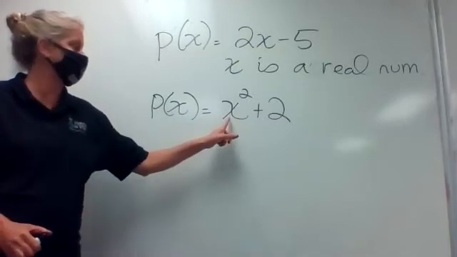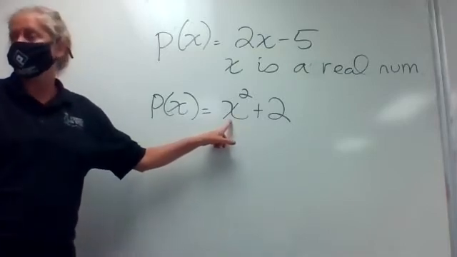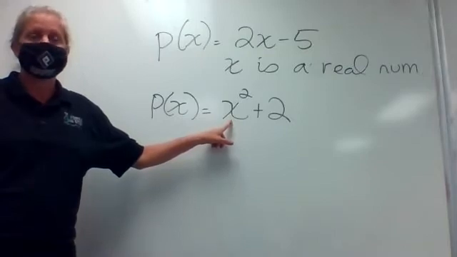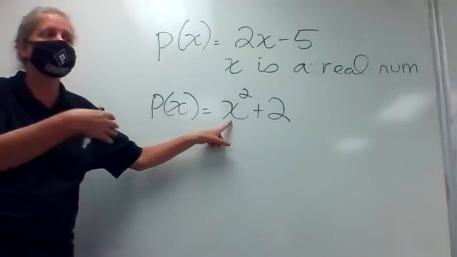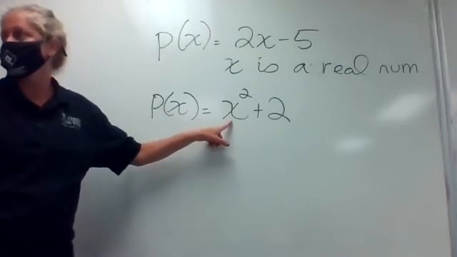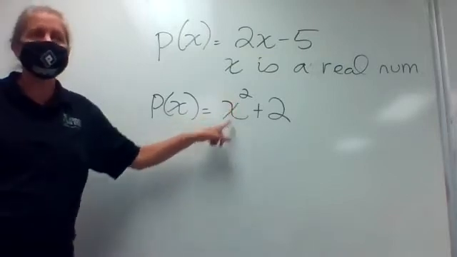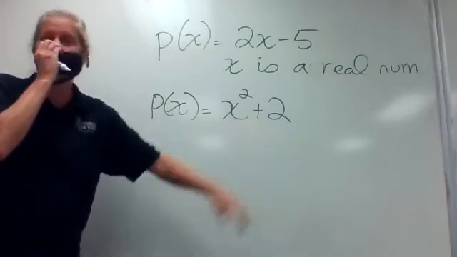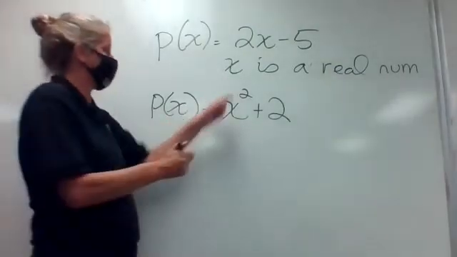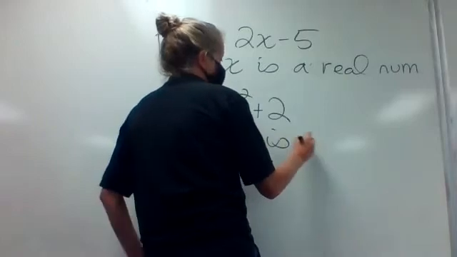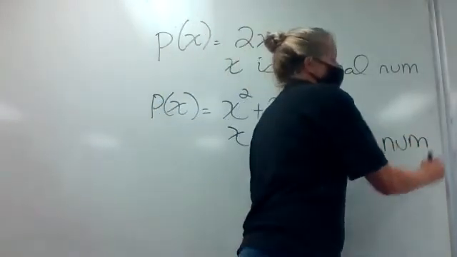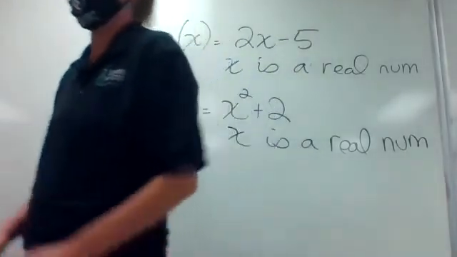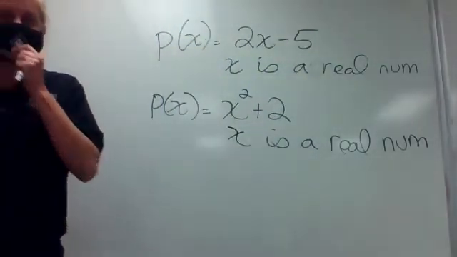If you plug in a number here, even if it's a crazy decimal or a negative fraction, you can square it, you can times it times itself, and you can add 2 to it. So there's no restrictions on that one either. So again, x is a real number. For all purposes in this section, all we're looking for that's going to give us a restriction is x's in denominators.